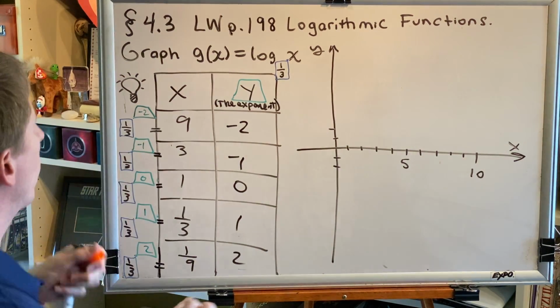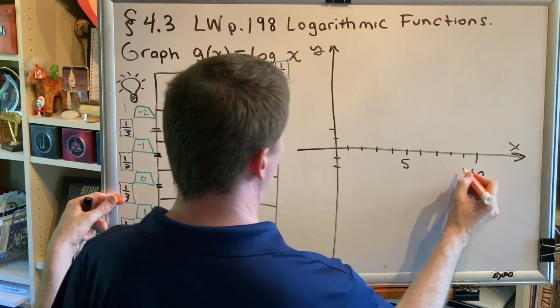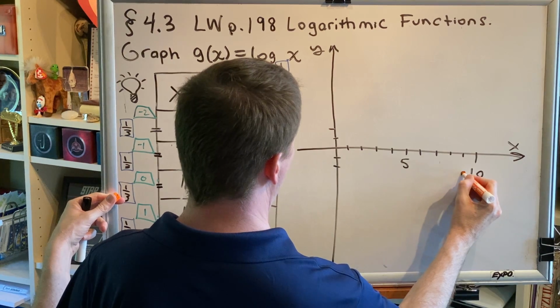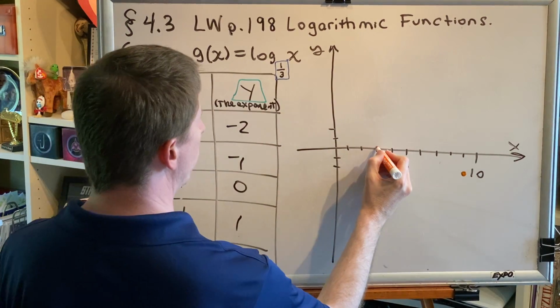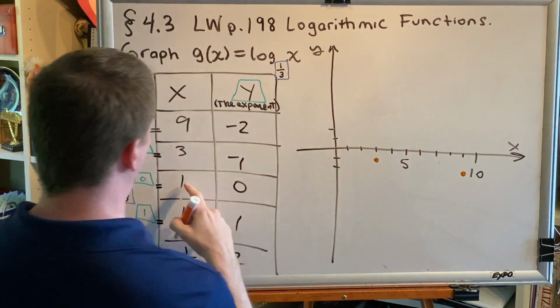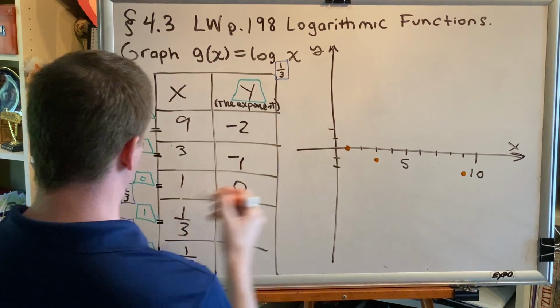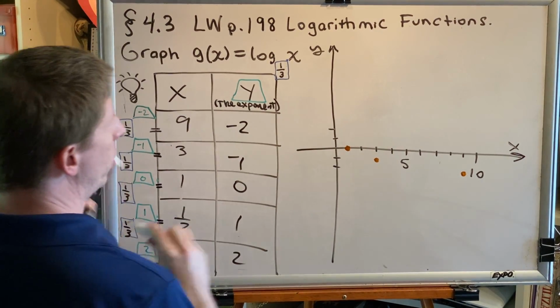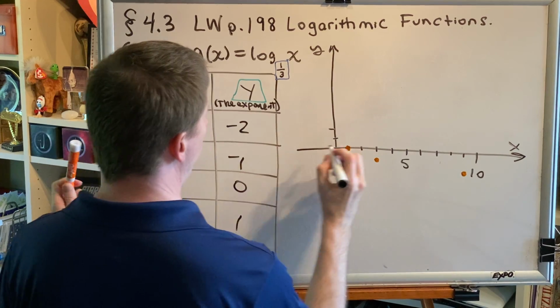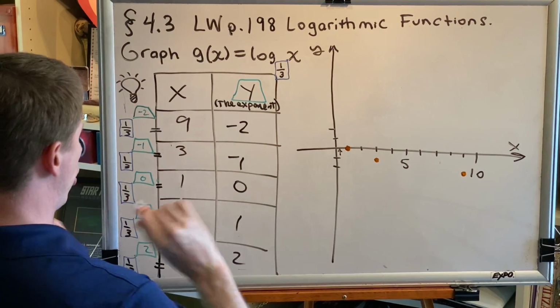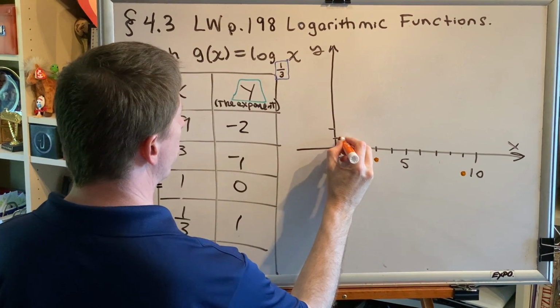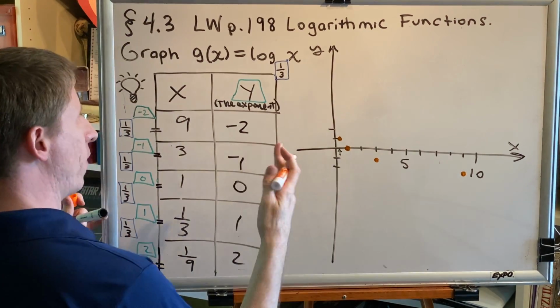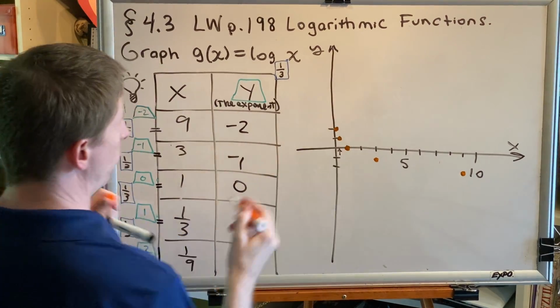Let's begin. All right, 9, -2 would be about here. 3, -1 would be about here. 1, 0 would be here. X is 1/3. Well, just like the previous problem, that would be approximately that location. So 1/3, 1 would be this. 1/9 would be even closer to the y-axis, which would be this.